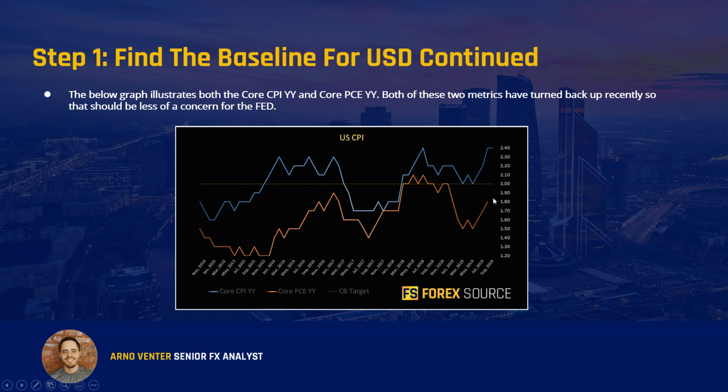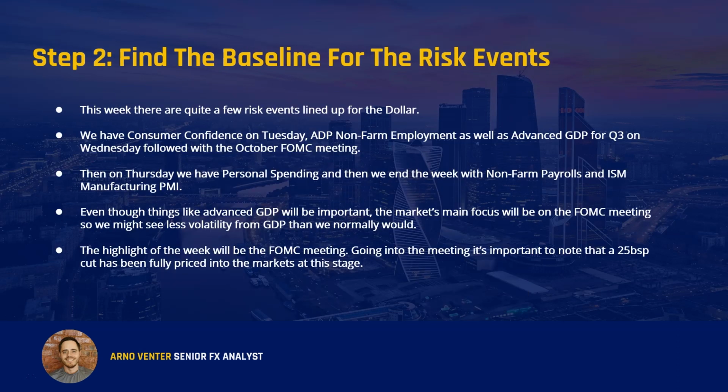So at this stage, we have both positives and negatives in terms of the data, which could tilt the sentiment either way from here. And this is why this week's data lineup as well as the FOMC meeting will be very important for us to note. Now let's move on to step 2, finding the baseline for the risk events. This week there are quite a few risk events lined up for the dollar.